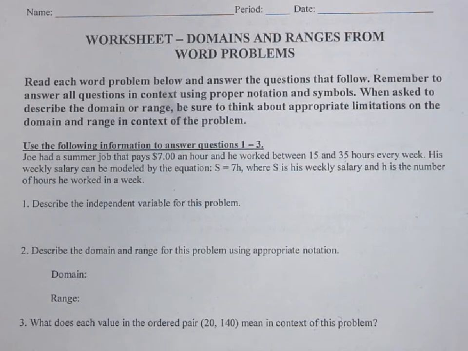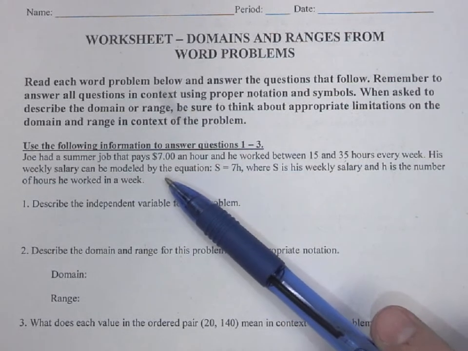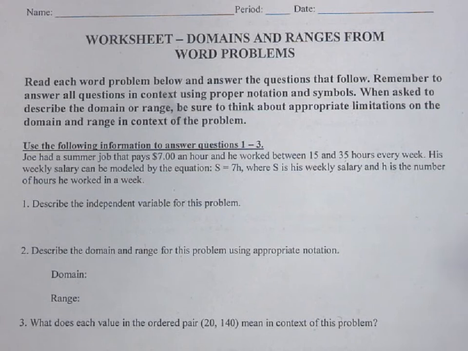Okay. The first one here says Joe had a summer job that pays $7 an hour, and he worked between 15 and 35 hours every week. His weekly salary can be modeled by the equation S equals 7H, where S is his weekly salary and H is the number of hours he worked in a week. There's a lot of information in there that we need to unpack. Let's go ahead and start by talking about our variables.